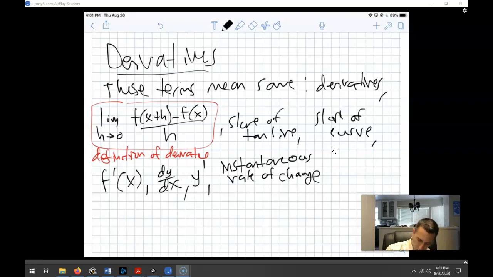Sometimes you'll see another form of the definition. It's not as popular as that one, but sometimes you'll see the limit as x goes to a of the slope between the point x and the point a. But it's the same thing. So whenever you see any of these, they all mean the same thing. They're all talking about that same derivative.